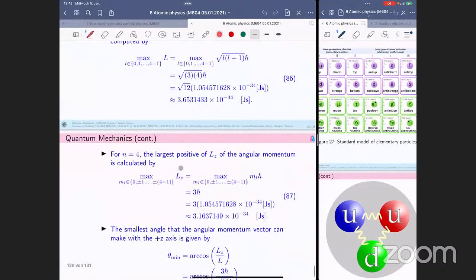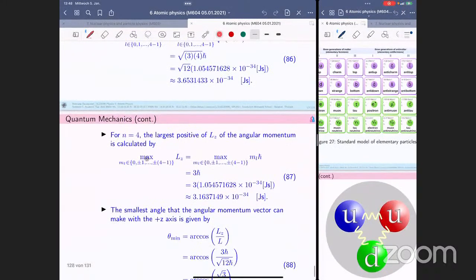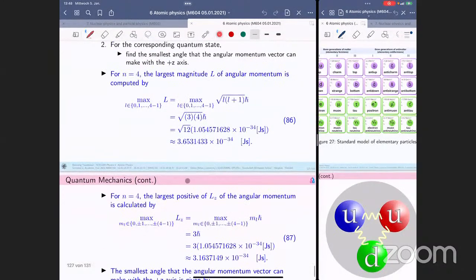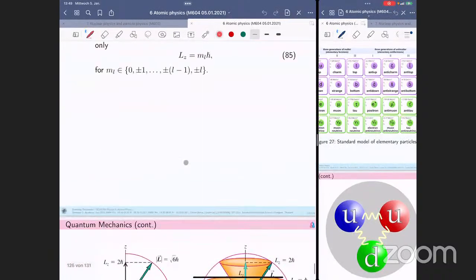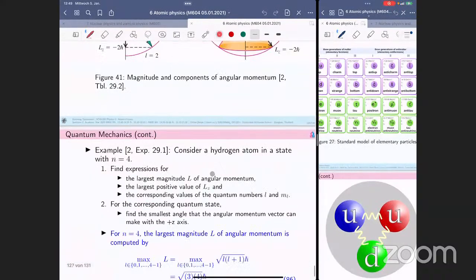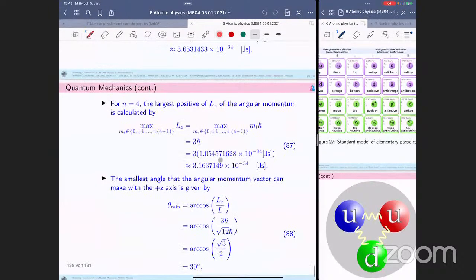And for the largest positive value of the angular momentum along the z-axis, it can be treated in the same way. You just try to maximize this one, but since Lz depends on ml, we have to maximize with respect to ml. And once you know Lz is equal to ml times ħ, while L is the square root of l times l plus 1 times ħ, you get something like this.